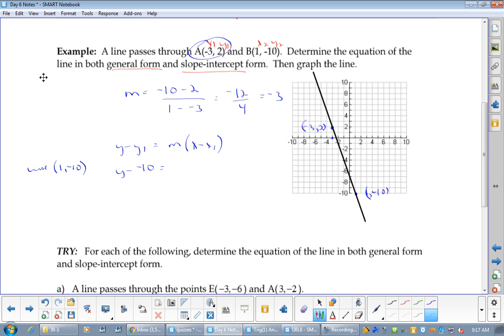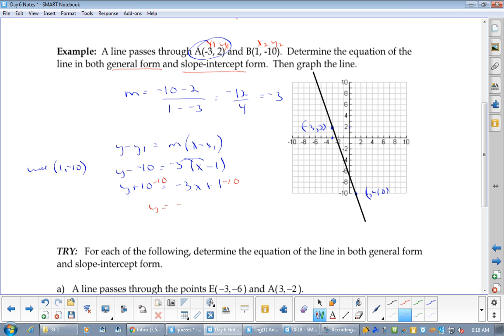Equals m. Well, I conveniently found it. Negative 3x minus 1. So then I would have y plus 10 equals negative 3. I might as well bring this in right now. Negative 3x plus 1. So I just have one more step to get into y-intercept form. What is that? Subtract 10.